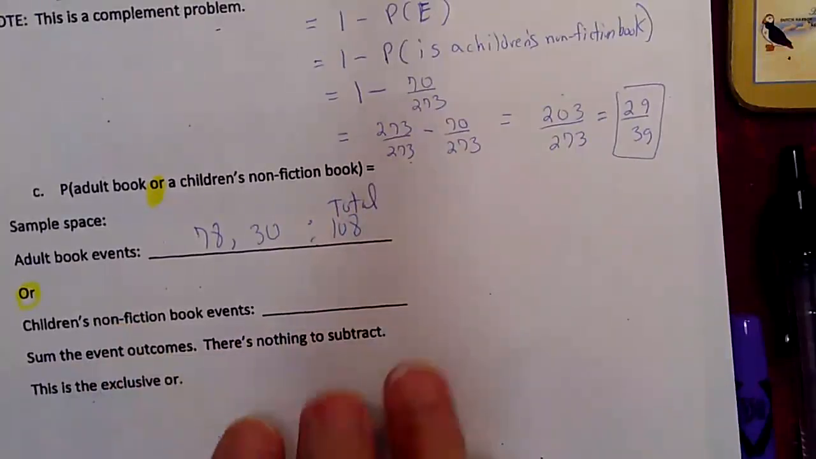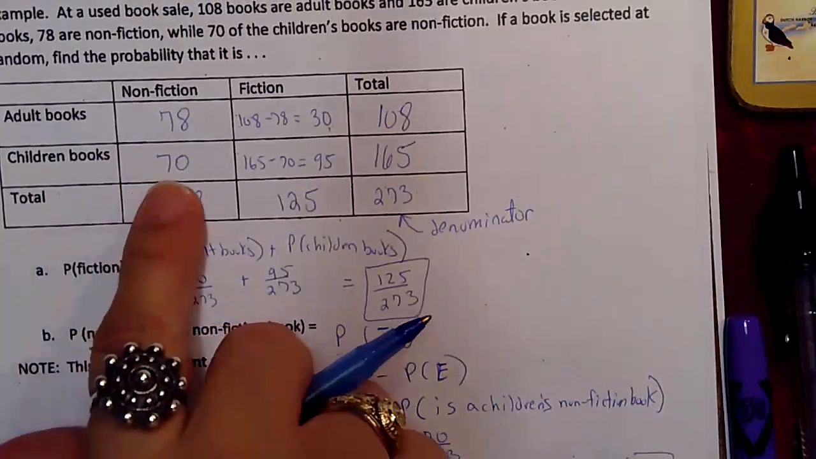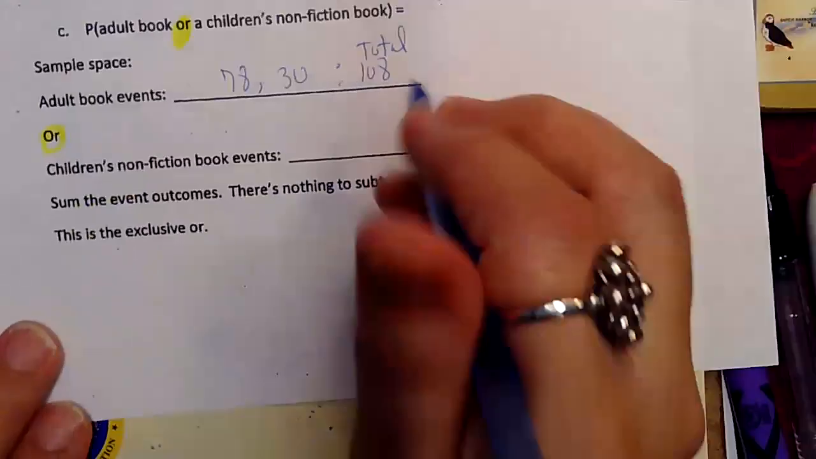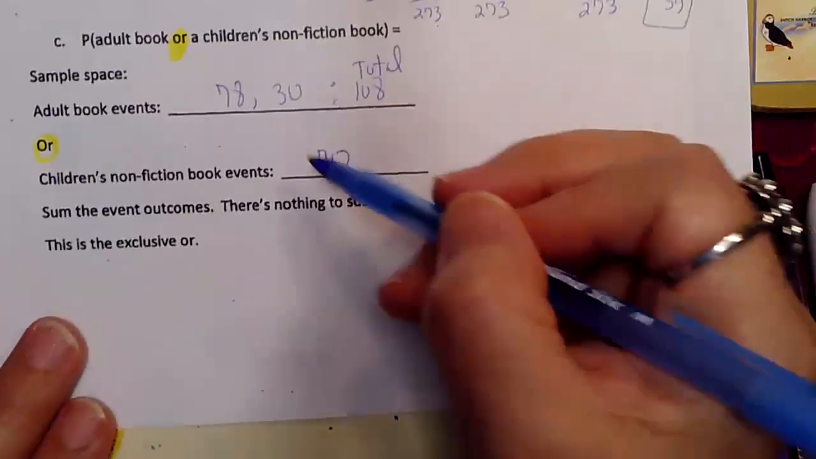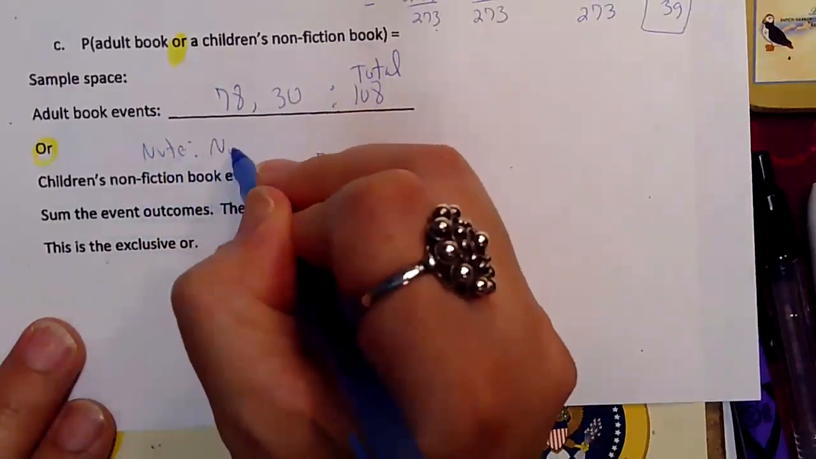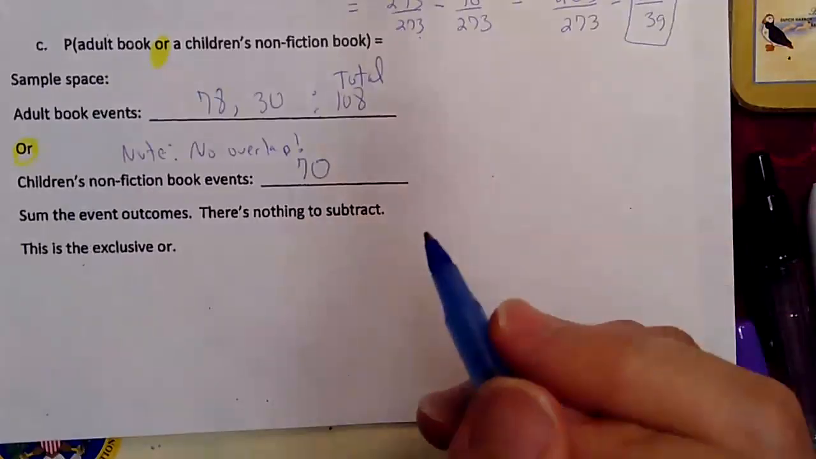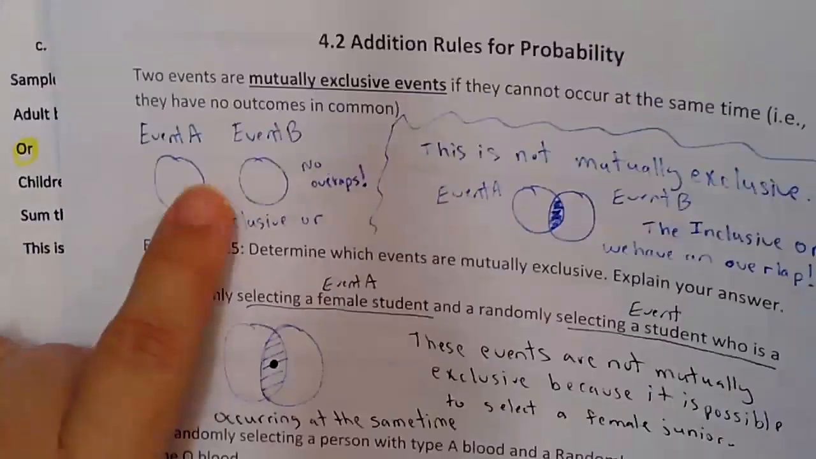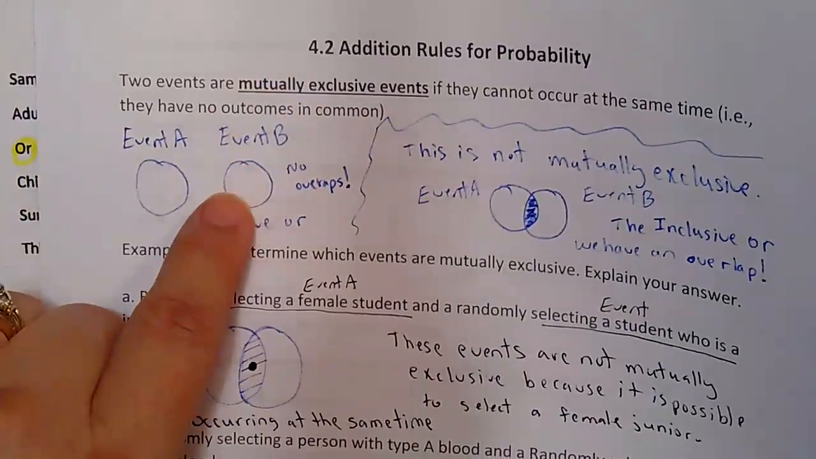And then the children's nonfiction books is just a 70. Okay. And notice how there's no overlap. No overlap. Okay. So remember, if there's no overlap, that's mutually exclusive.